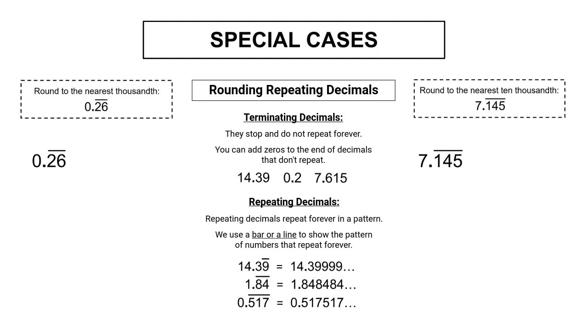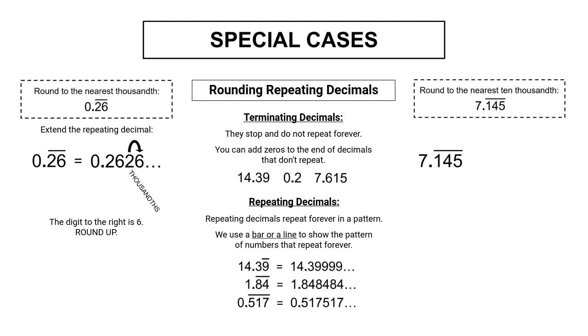Let's look at the example to the left. So we got to round to the nearest thousandth. We don't have the thousandths place, so we're going to have to extend the pattern. The pattern goes forever in 26s, so I'm just going to add an additional 26. Now I can see the thousandths place, and now I can round it. Looking at the digit to the right, it's a 6, so therefore we're going to be rounding up on the thousandths place. The thousandths place goes from a 2 to a 3, and then we cut off everything after the thousandths place. It'll be 0.263.